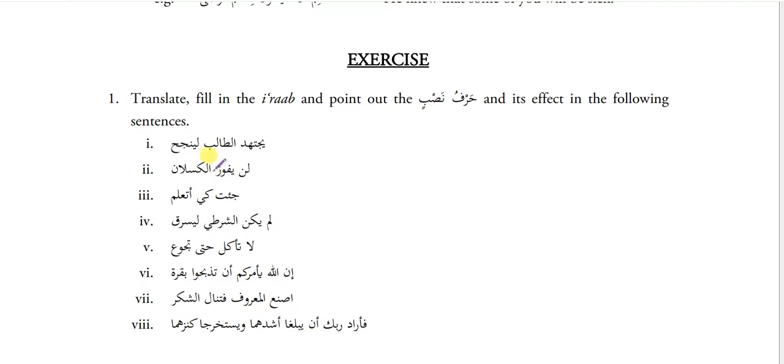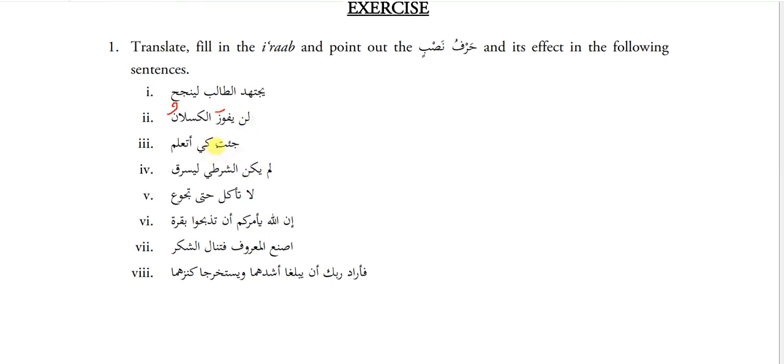Lan yafuza al-kaslanu. Lan is added on fe'l muzare. Before adding lan, it was yafuzu with zamma. When lan is added, it is yafuza. Kaslanu is fa'il. The lazy person will never ever succeed. Ji'tu, I came, kai, so that, ata'allamu, I learn from you. Ata'allama, because when kai is added, there is a hidden an here. So ata'allama, so that I learn from you.